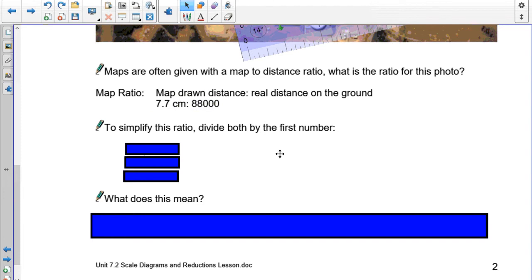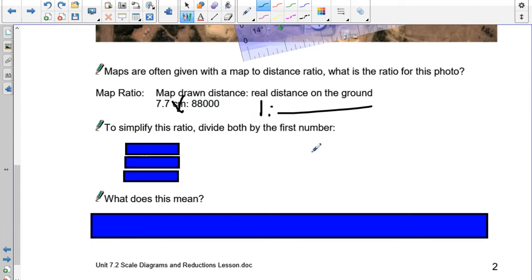This is our ratio. Now, I'm not going to actually do much for this one. We'll do something with the other one, but I want to simplify this. In all ratios, it's always 1 to something. That's the ratio that we want to have. Now, I'm not talking about a scale factor, I'm talking about a ratio here.